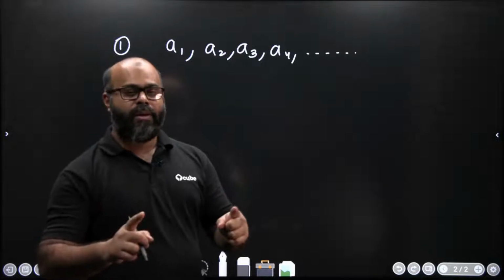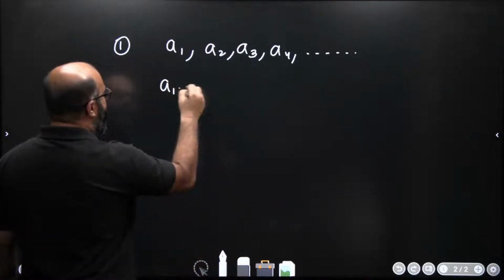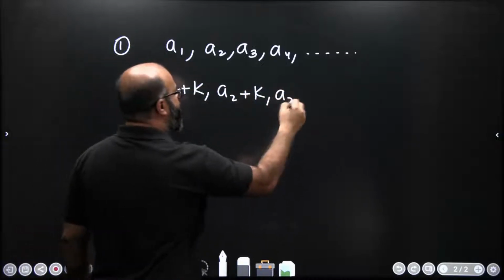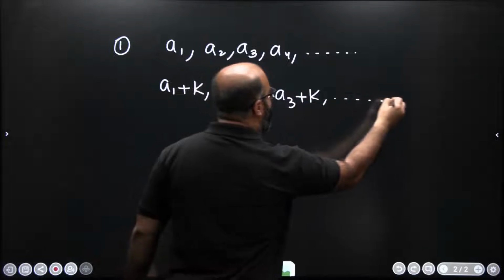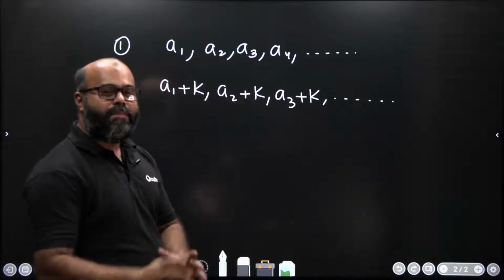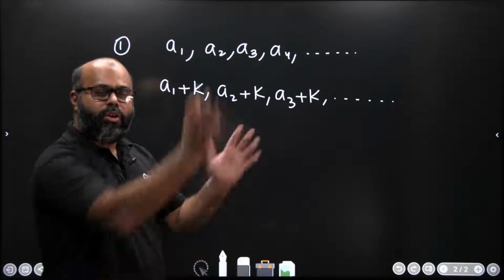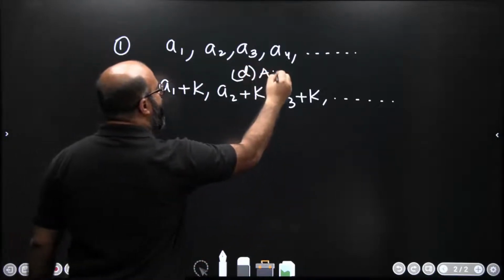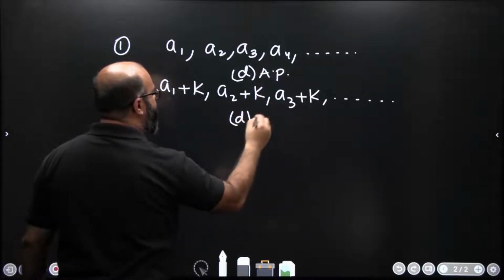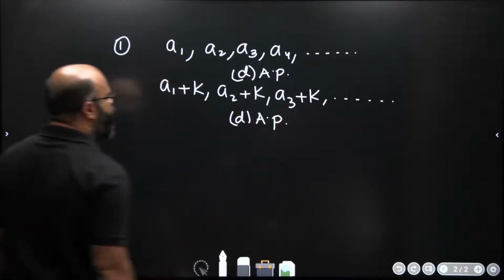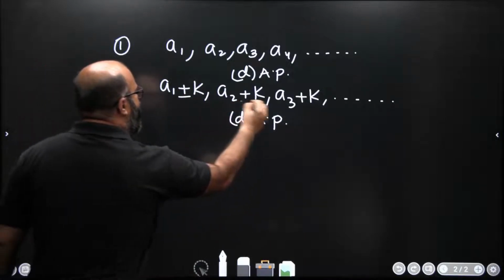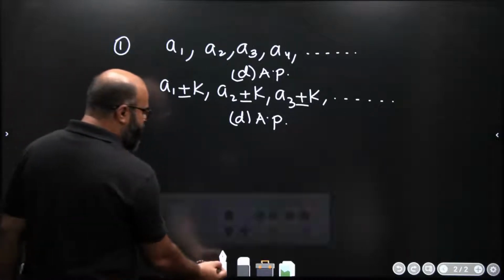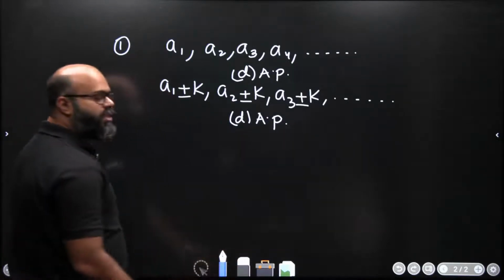What do we mean by this? We mean that if we add k to this term, k to this, k to this, and similarly to all other terms, we again get an AP with the same common difference as the original. So if this is an AP having common difference d, then this new one is also an AP with the same common difference. If we subtract k from every term, then again it is an AP with the same common difference. What will change is the first term and hence the further terms.